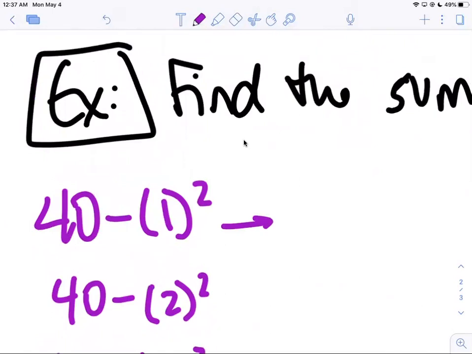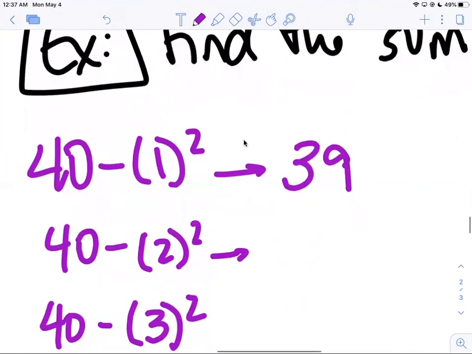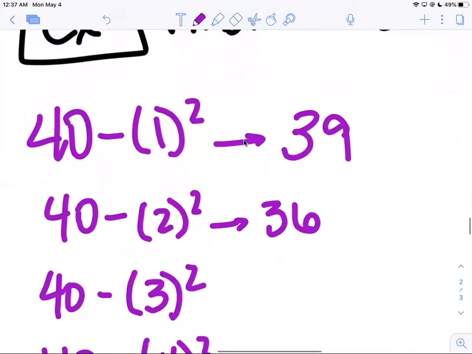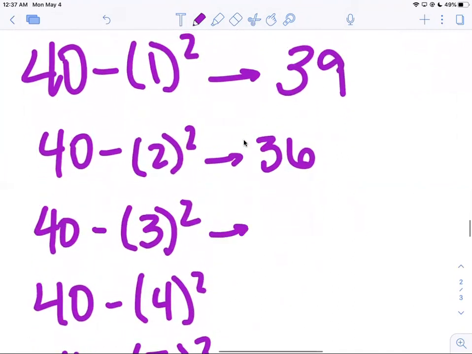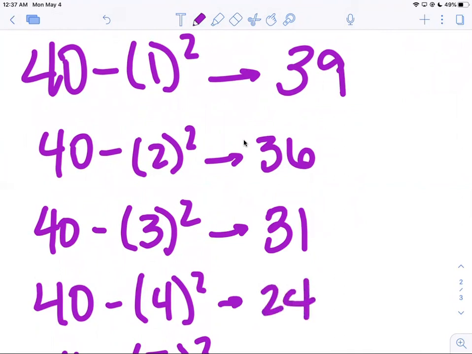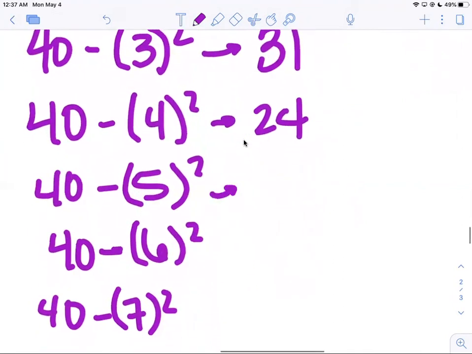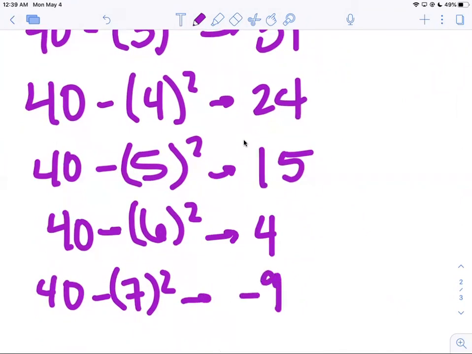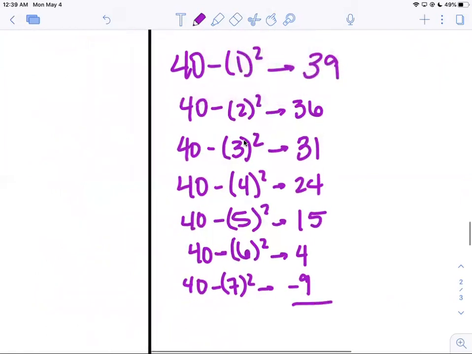40 minus 1 squared, well, 1 squared is 1. That's going to be 39. 2 squared is 4, so 40 minus 4 is 36. 3 squared is 9. 40 minus 9 is 31. 4 squared is 16. 40 minus 16 is 24. 40 minus 25 is 15. 6 squared is 36. 40 minus 36 is 4. And then 7 squared is 49. 40 minus 49, that's going to be a negative 9. It's okay to get a negative number. You can still find the sums.